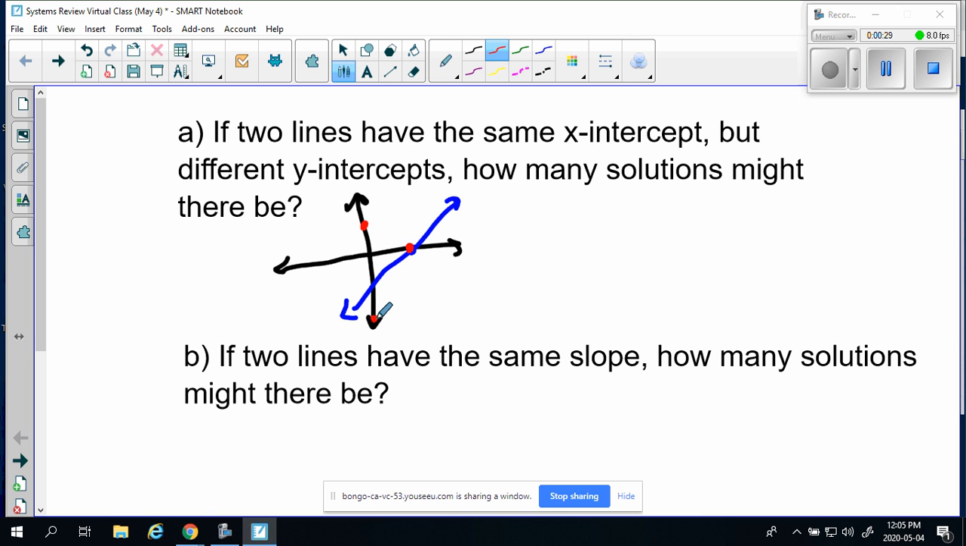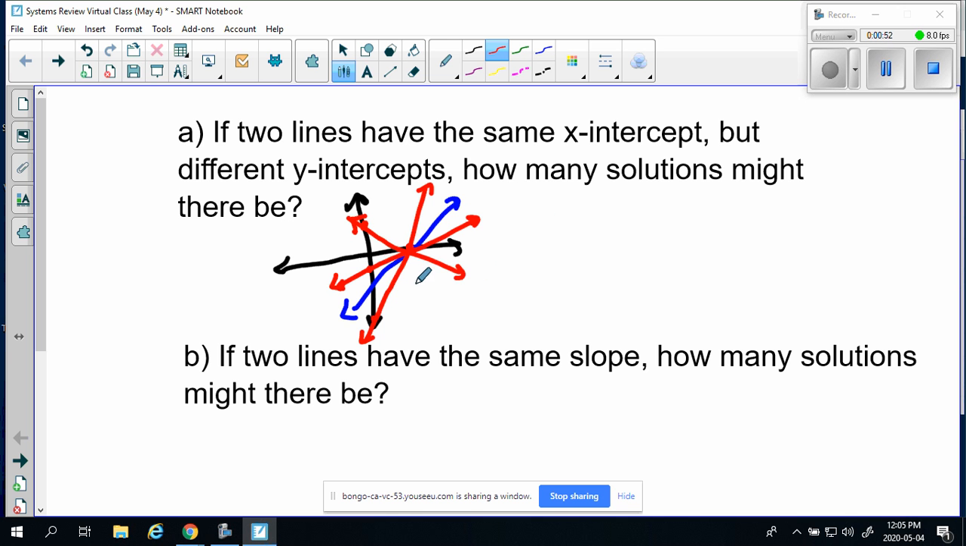Maybe it's actually down here, right? So there's possibilities for the red line. Maybe it crosses it like this. Maybe it crosses it like this. But it cannot lie on top of the blue line because it says specifically that it has a different y-intercept. So once you draw the picture, you can kind of see that they cannot be the same line.